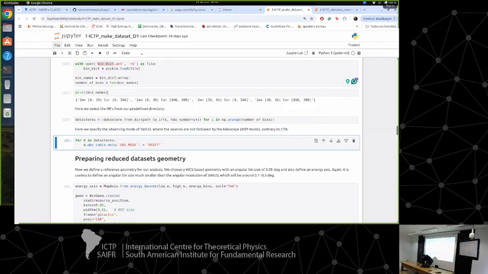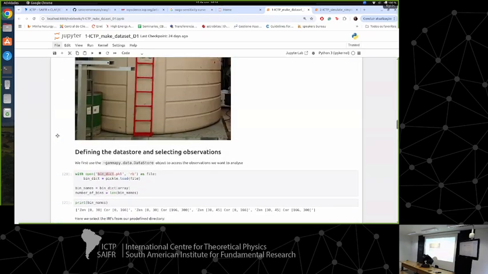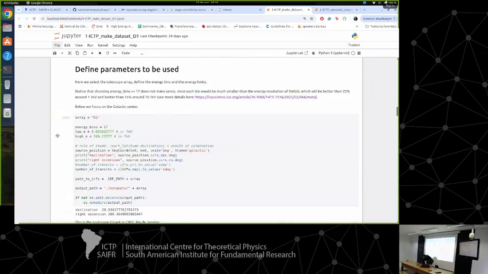Okay, this is a curious step. We are setting the observation table to the drift mode, because SWGO works in a very different way from MAGIC and CTA, which are pointing and following the target in the sky. SWGO, no. We have the fixed tanks, and the sources are moving across the sky, and we have to take this drift of the sources into account. So we have to set this here to drift.